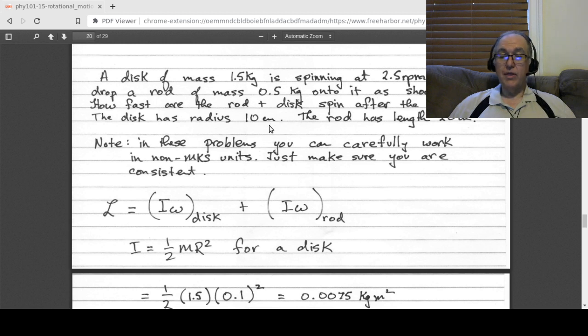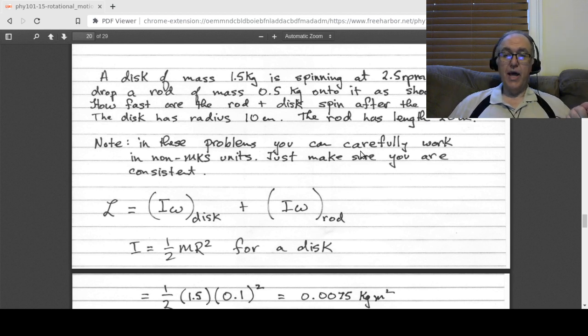And just like with linear momentum, remember I said as long as you're careful with the units and you keep the same units throughout, you don't have to convert to MKS. That's kind of useful, okay? In this case, it's kind of annoying to convert from RPM to radians per second and then back to RPM. So we're just going to work in RPM.